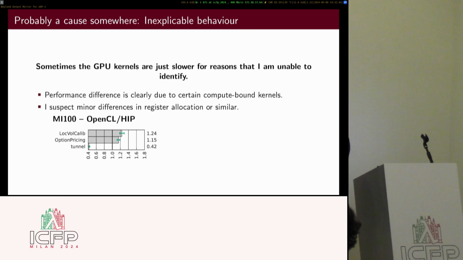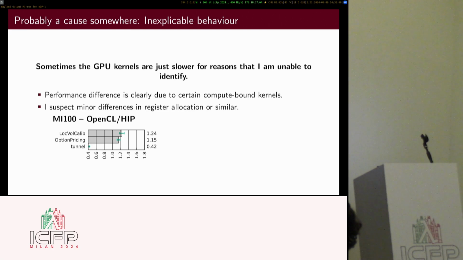So if you use more registers inside of a GPU kernel, that means fewer of them can actually run on the GPU at the same time. And so I suspect these are just small differences in register allocation strategies between the two compilers here that for some reason have a significant impact on performance.